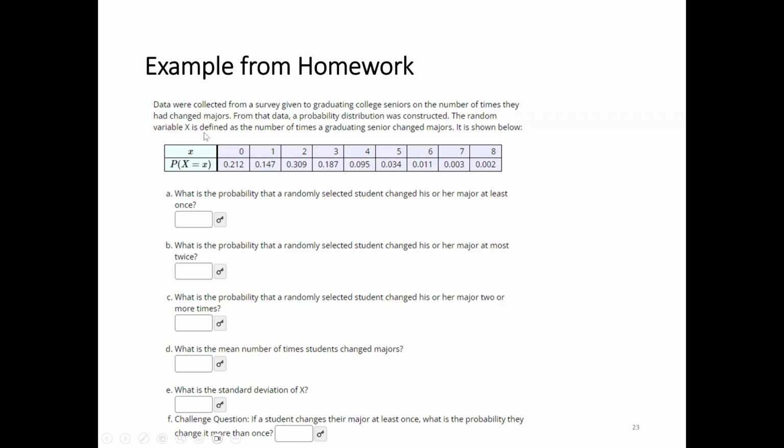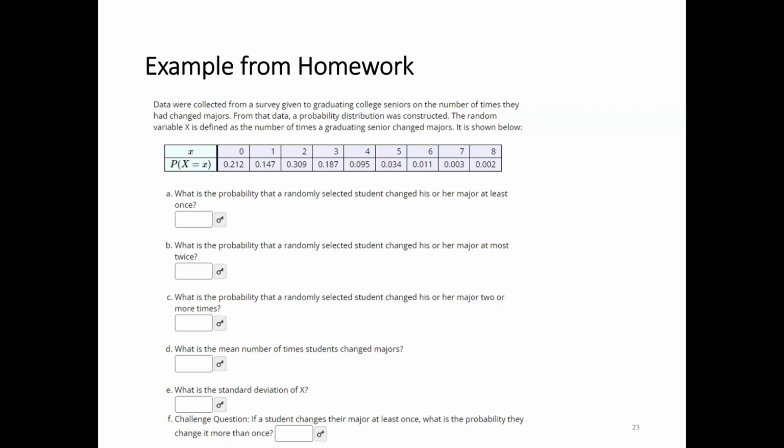The random variable capital X is defined as the number of times a graduating senior changed majors. And then the values that your random variable takes on are any numbers between 0 and 8. What's the probability that a randomly selected student changed his or her major at least once?